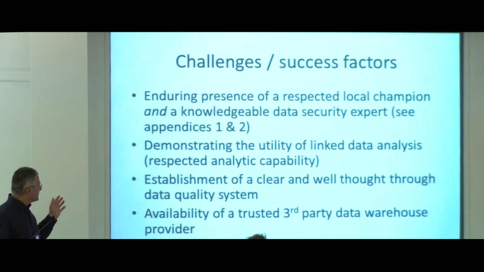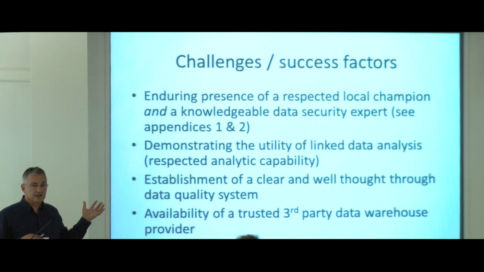Third, the establishment of a clear and well thought through data quality system. We invested at a Kent senior grade in the recruitment of a data quality specialist, that's Tom Bourne, some of whose slides I've borrowed for this presentation, who has really systematised our ability to think about data quality and also to think about the precise channels through which we can feed those data quality issues back to our data providers. That's an absolute success factor as far as I'm concerned.